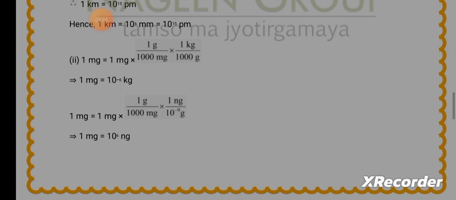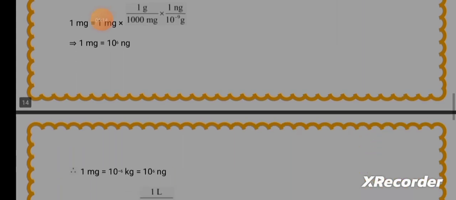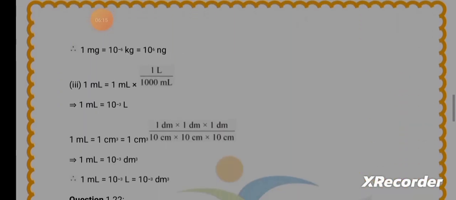Now next, 1 milligram has to be converted into nanogram. As you all know, 1 milligram is equal to 1 by 1000 gram, and 1 by 1000 gram is also equal to 1 by 10 to the power minus 9 gram. So 10 to the power 6 nanogram. So 1 milligram is equal to 10 to the power 6 nanograms.